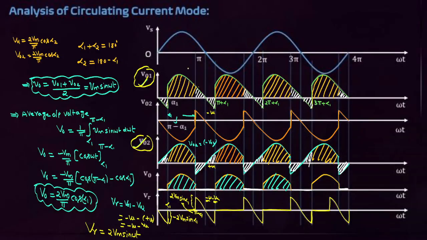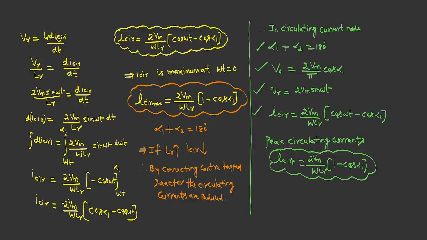These are the circulating current mode of operation waveforms. This is the V01 waveform, this is the V02 waveform, and then this is the average output voltage. This is the output voltage waveform. This is the voltage across the reactor waveform. No need to practice the waveforms, but you have to concentrate on them.